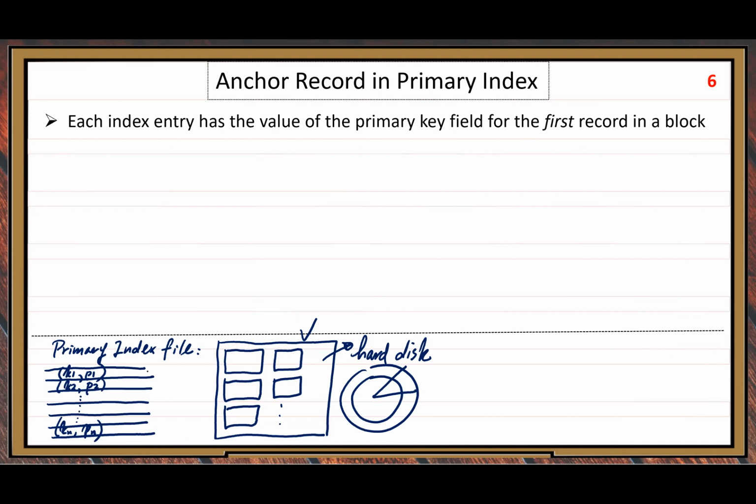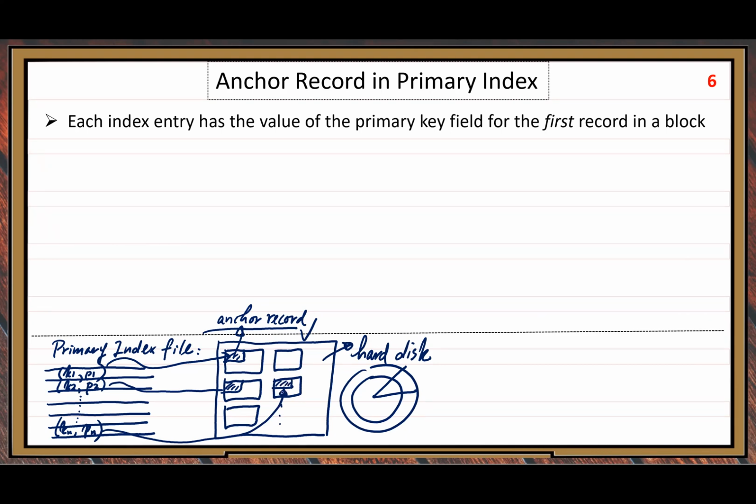Then K1, P1, this entry points to the first record in this block. We call it the anchor record, because the first record can tell us where to start for each block. So it's an anchor record. K2, P2 points to the first anchor record of the second disk block, and so on. The last one points to an anchor record too.